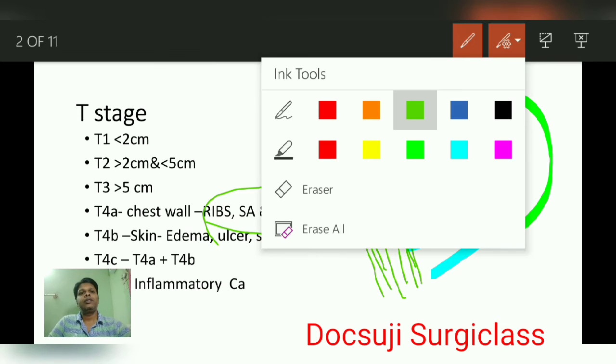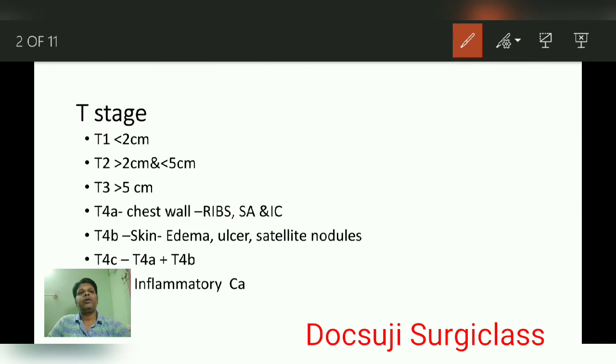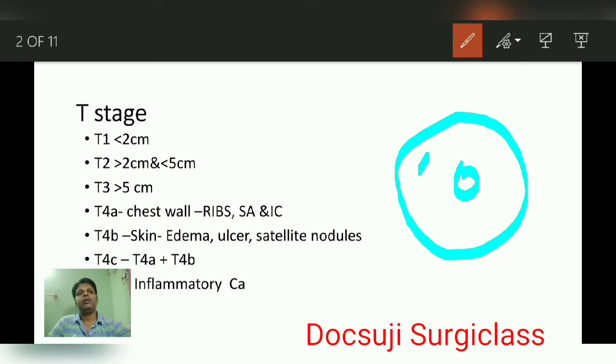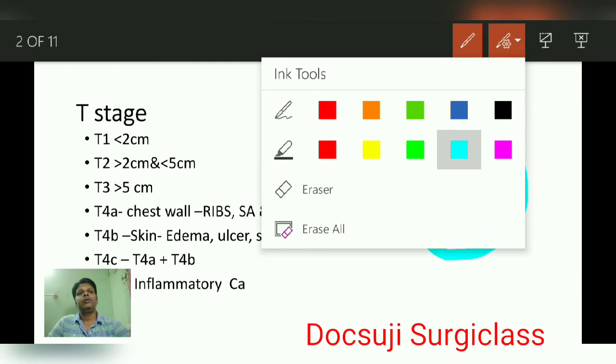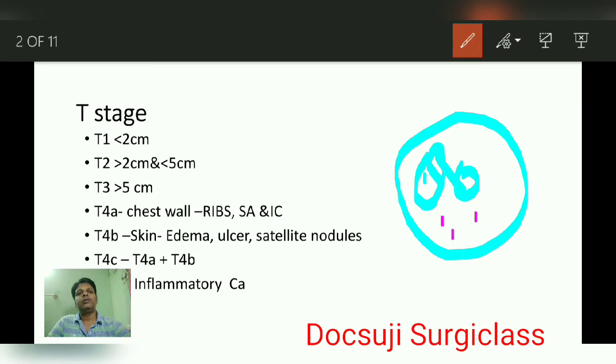Next comes the skin involvement. So what do you mean by skin involvement? Number one is the edema. Suppose you got an edema, that is classically described as peau d'orange, which is due to subdermal lymphatic blockage by the tumor cells. So peau d'orange edema is one of the signs that shows skin involvement.